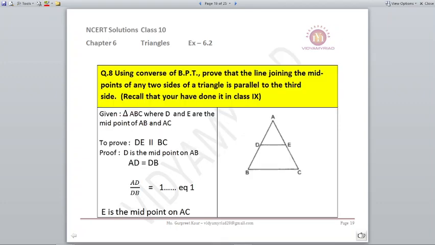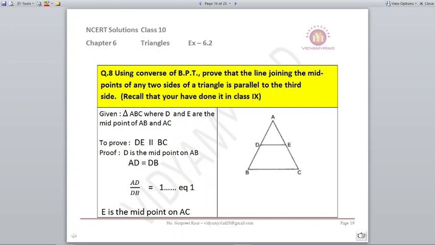Using converse of BPT, prove that the line joining the midpoints of any two sides of a triangle is parallel to the third side. Again, you have done this in your class 9. Now we will be proving it with the help of converse of BPT. Here we are given a triangle ABC, and D and E are the midpoints. We need to prove that DE is parallel to BC.